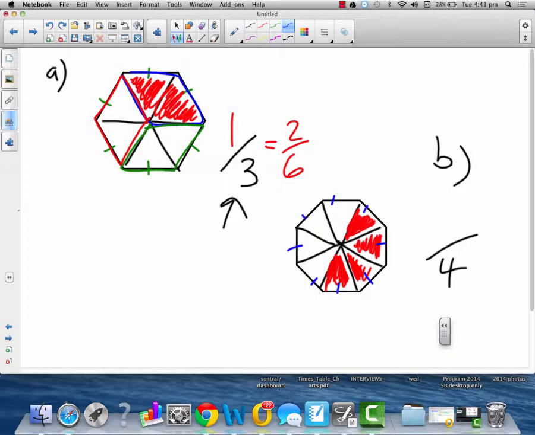Okay, I'm back. I hope you did this. I hope you went, well, if they want it in quarters, I'm going to give it to them in quarters. I'm going to cut this shape up into quarters. 2 of those quarters are coloured in. So the answer would be 2 quarters. Okay.